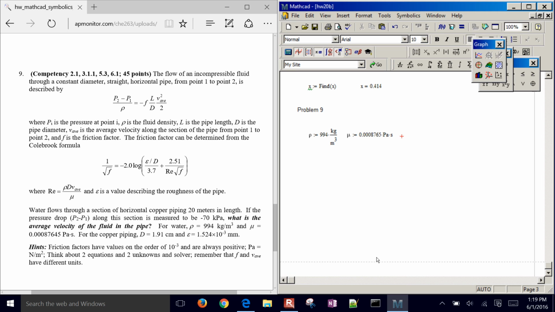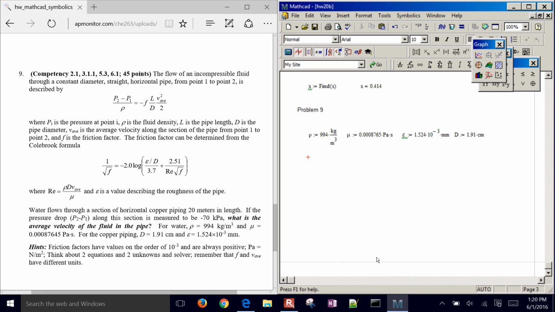Okay, so that's viscosity. Do e, Ctrl+G, that's going to give us an epsilon. And that's going to be 1.524 times 10 to the minus 3. And that's a roughness, that's in millimeters. Okay, and then D is our diameter, 1.91 times centimeter. So that's the diameter of the pipe.